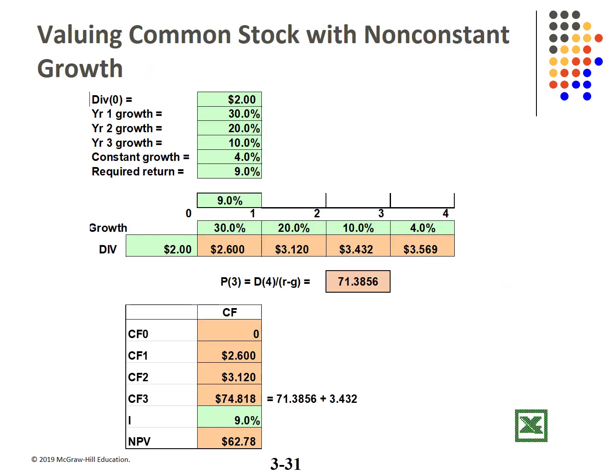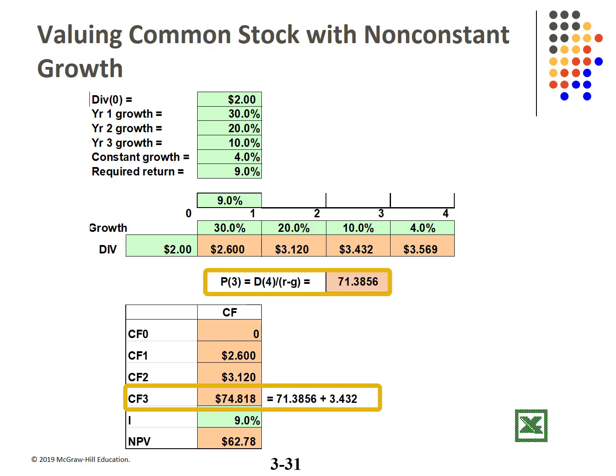Putting these values in the cash flow worksheet. Again, remember cash flow 3 is equal to price at time 3 plus the dividend at 3. They both occur at time 3. And this example is posted in Blackboard.